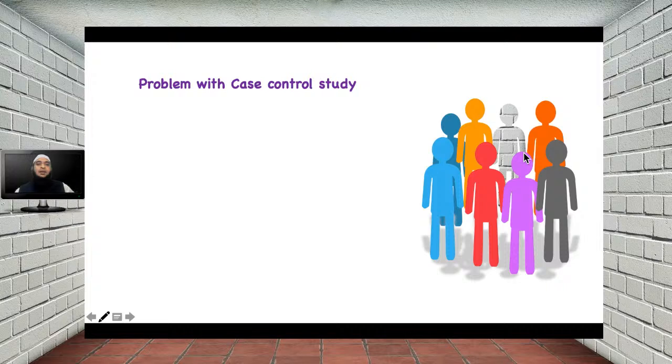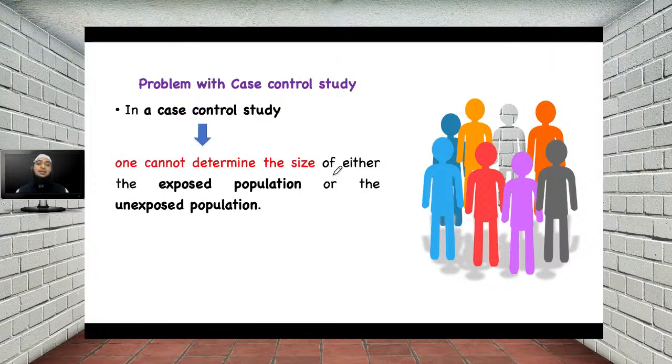But the problem is with the case control study, because in a case control study you are looking at a very rare disease, right? And you select the patients on the basis of whether they are already suffering from the disease or not, right? So you are not aware of how many patients suffer from the disease. So in a case control study, one cannot determine the size of either the exposed population or the unexposed population, because the patients are recruited on the basis of the disease they are suffering from.